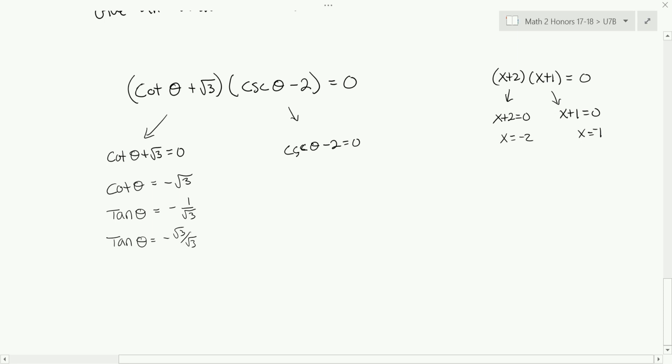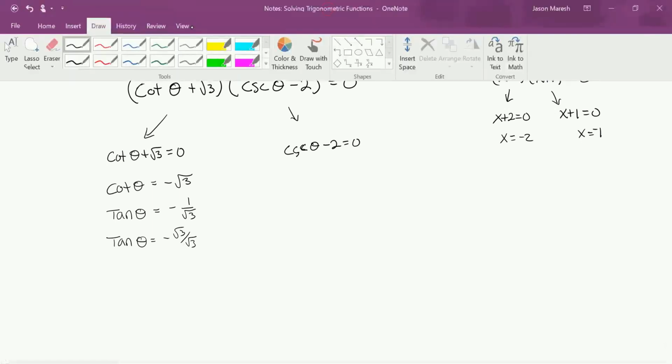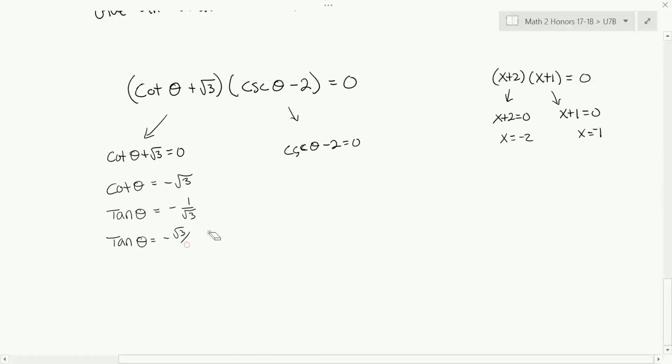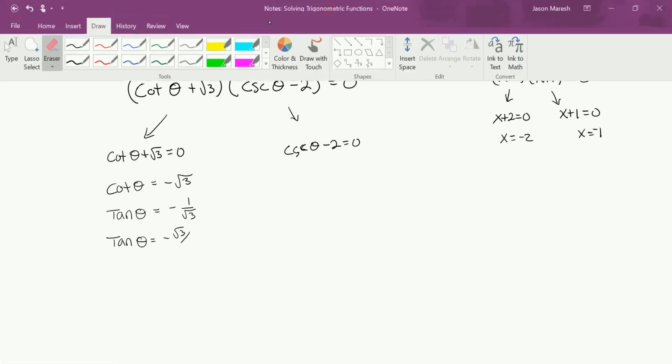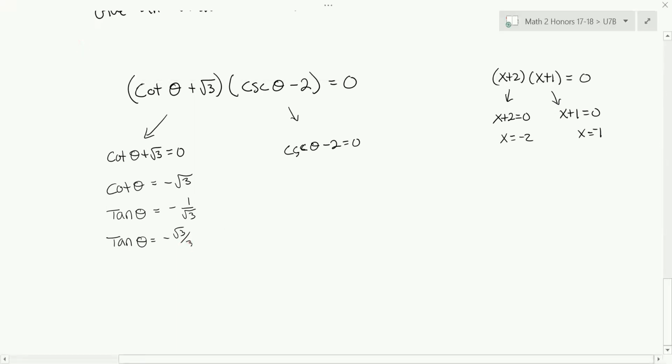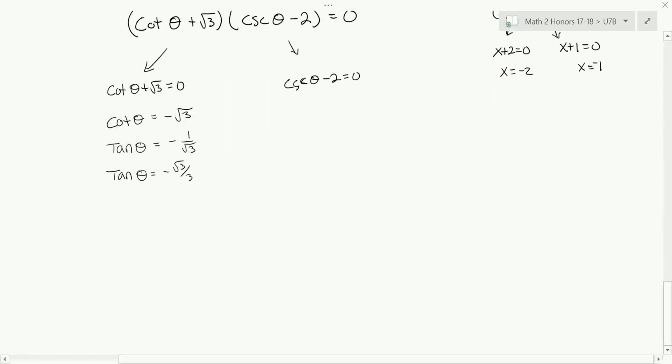And then, oops, it should be root 3 over 3. And what I'm really after here, guys, is what reference angle am I working with? Is this 30, 60, or 45? And some of you already know, okay, the root 3 over 3 goes with 60. Or some of us are still learning. And if you're still learning, this is what you do.